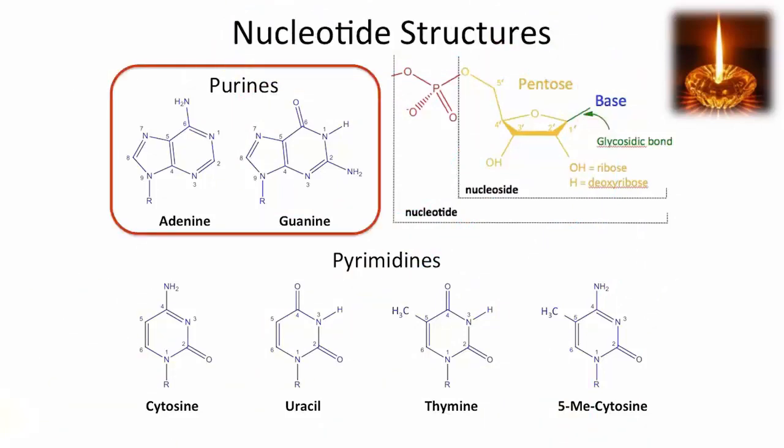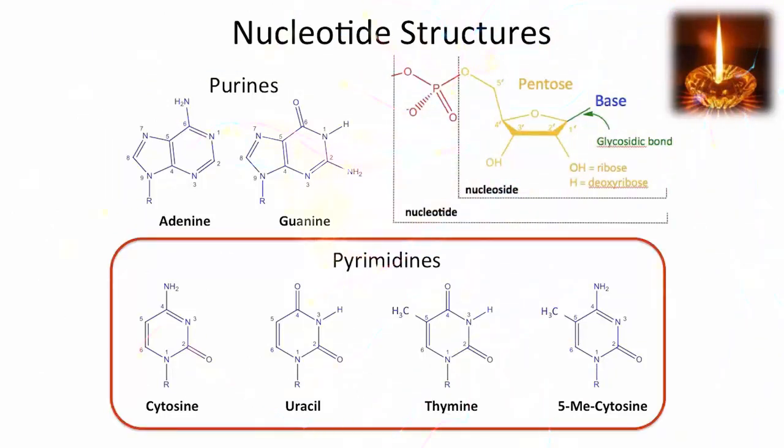There are 2 classified as purines, adenine and guanine, with a double ring structure, and 4 classified as pyrimidines, cytosine, uracil, thymine, and 5-methylcytosine, with single ring structures. The unmodified bases are often abbreviated by the first letter of their name, A, G, C, U, or T.